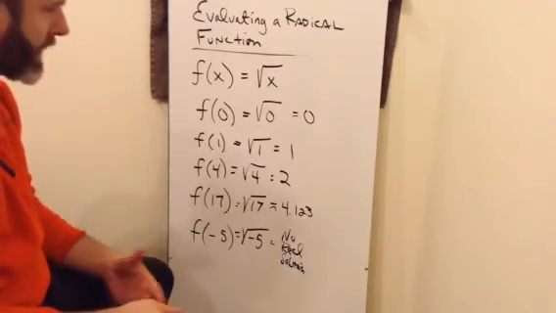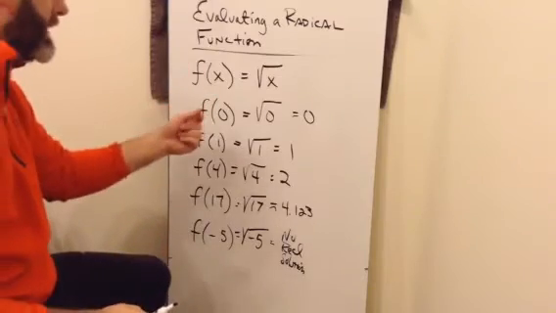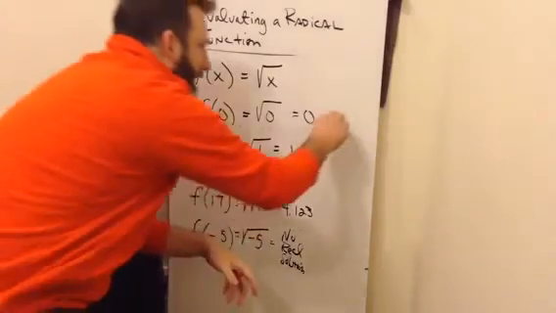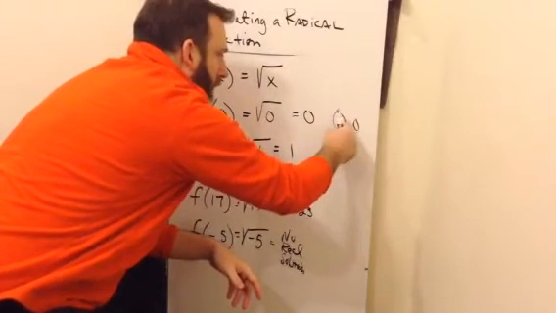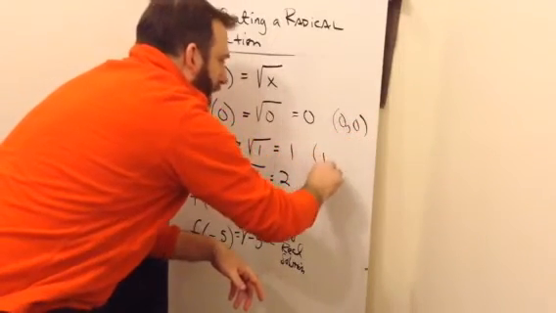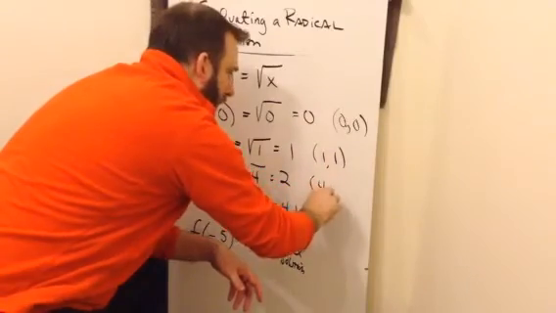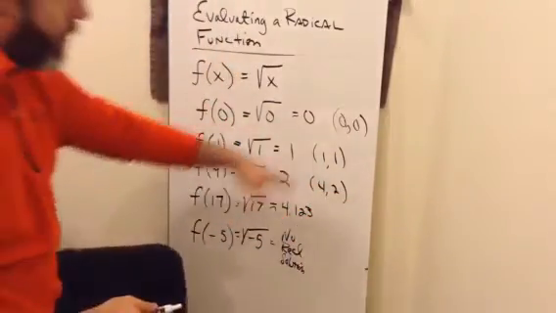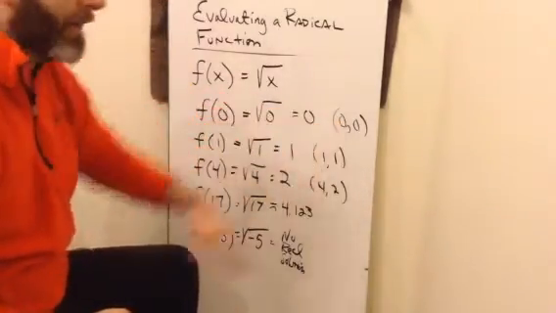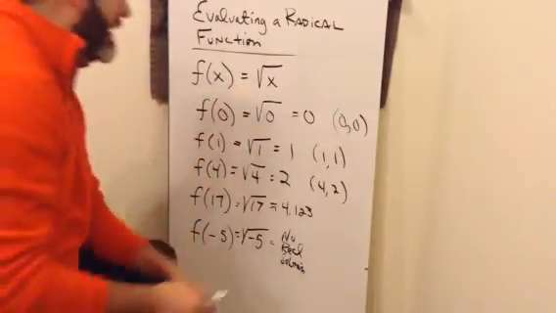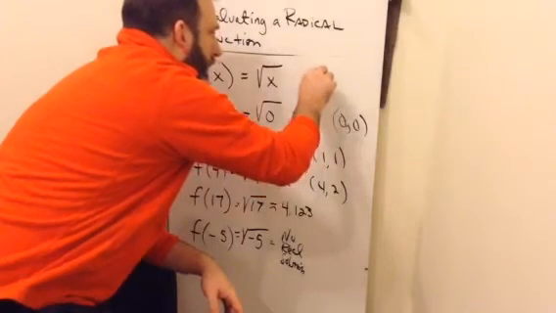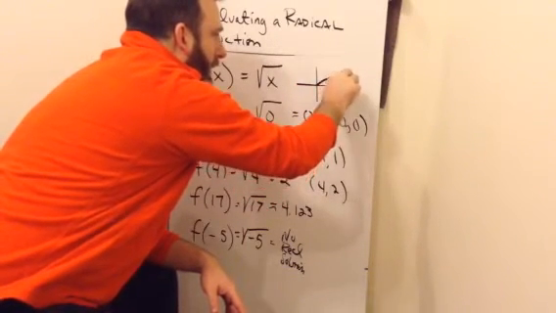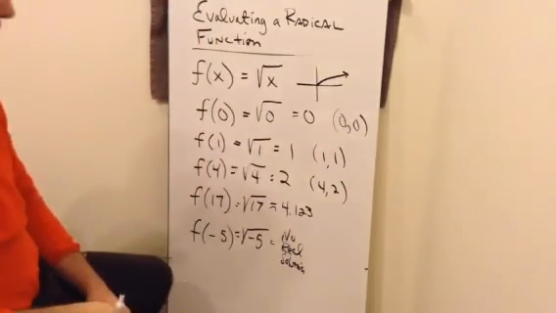Okay? So if you look at this, if you think of these values as ordered pairs, we plugged in 0, we got 0. Plugged in 1, we got 1. Plugged in 4, we got 2. We plugged in 17, we got 4.12. If we have enough of these, we can start graphing. The basic radical function looks like this. If this is our graph, it starts from 0 and goes off in that direction.